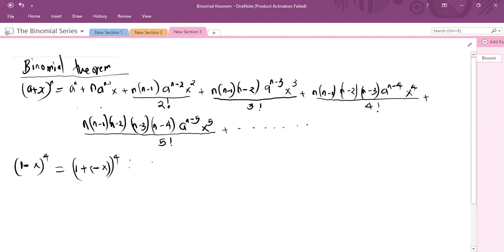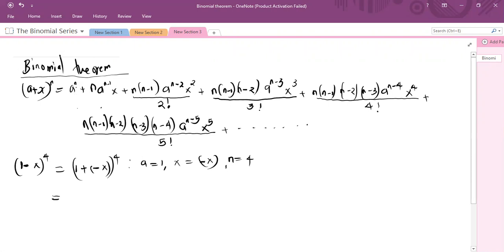So in this case here, I will take my a to be equal to 1, my x to be equal to minus x, and my n to be equal to 4. So what will happen is that where there's a in the binomial theorem, I will put 1. Where there's x, I will put minus x, and where there's n, I will put 4. Now this is raised to power 4. So how many terms are we going to have? We are going to have 5 terms. So let's go on and expand.